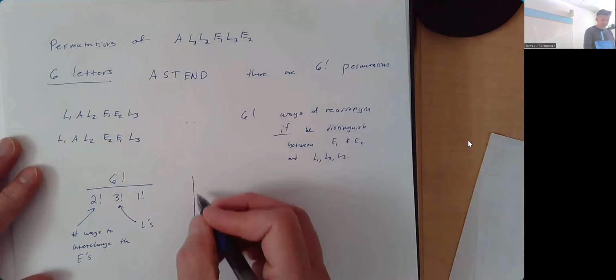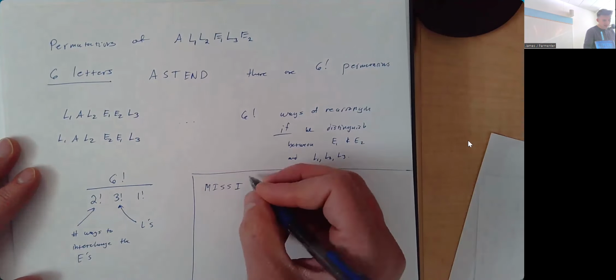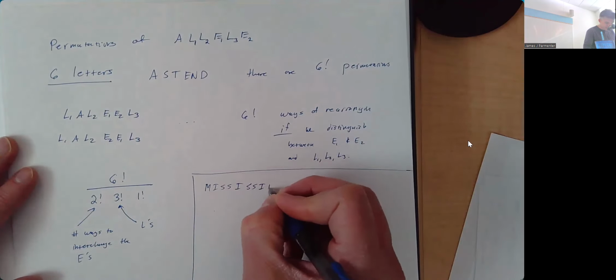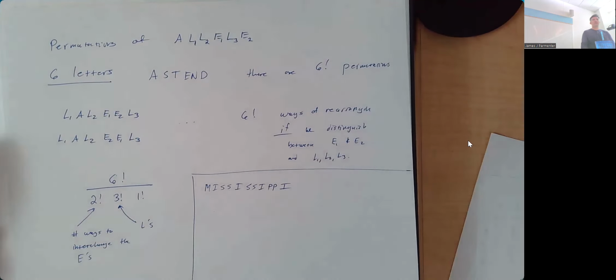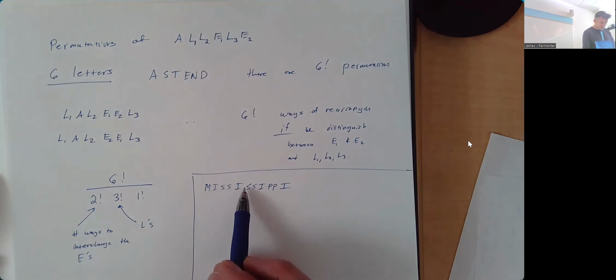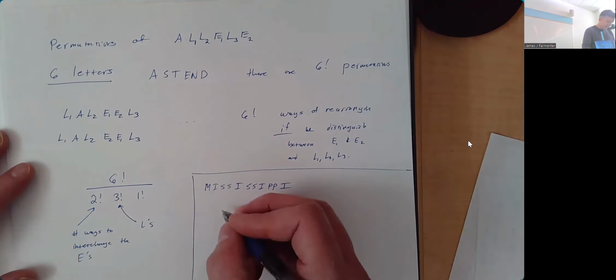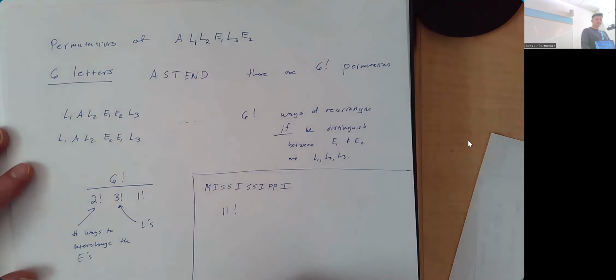Just for fun, not just for fun, to illustrate the point, if you want to do it for Mississippi, which is M, I, double S, I, double S, I, double P, I, how many letters are there? I think there's 13. 1, 2, 3, 4, 5, 6, 7, 8, 9, 10. Nope, there's 11. 11 letters. So there's 11 factorial ways of rearranging them.